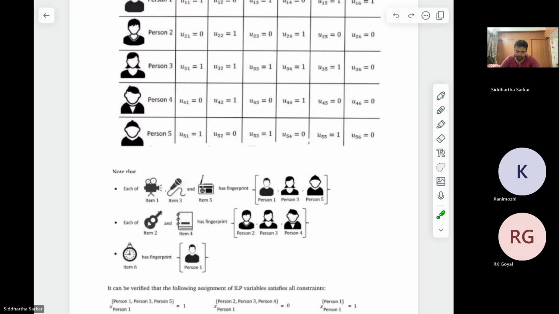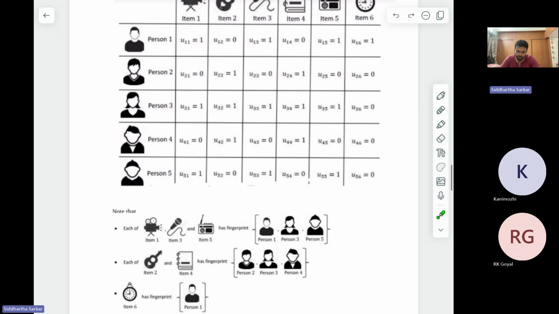Correct. So person three has already got something. Person one has already got something. Person five has already got something. So definitely in the next iteration, we have to prioritize person two and person four. And this clock is not valued by anybody. So even if person one gets a clock additionally after getting something in the first round, nobody is bothered. Nobody is envious. Because if you look, this clock is only valued positively by person one. Nobody is bothered whether the clock goes to person one or not.